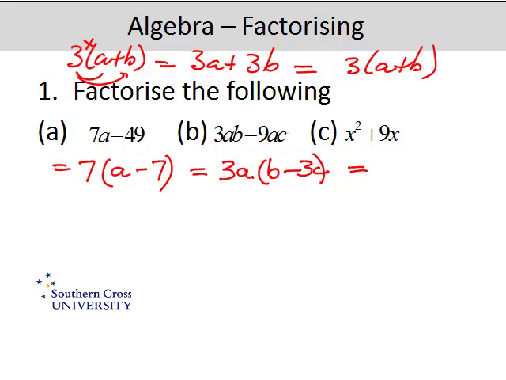Next one's a little bit tricky. We've got one term, x squared, and the other term, 9x. x is common to both. Put our brackets. x times what gives x squared? It's got to be x. x times what gives 9x? x times 9 gives 9x.